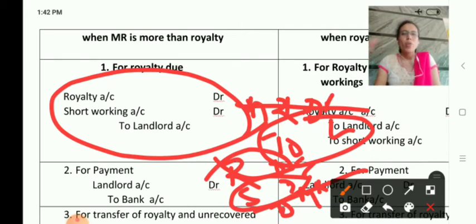Yes. So royalty account debit, short working account debit to landlord account. This is the entry we pass without preparing minimum rent.